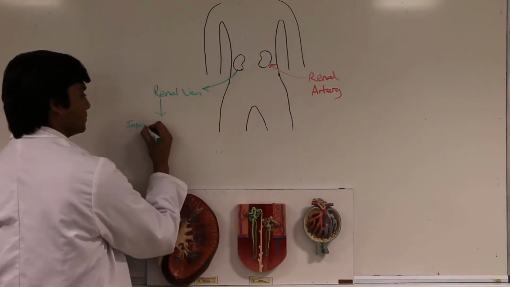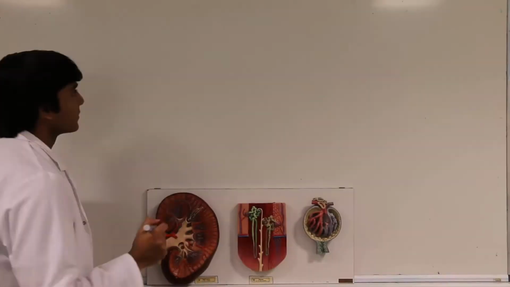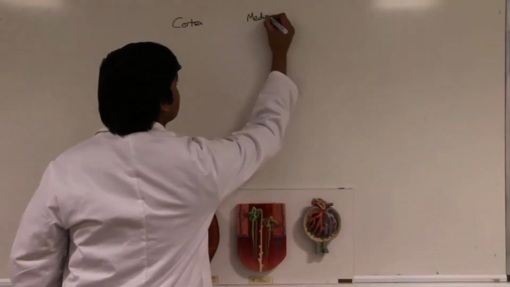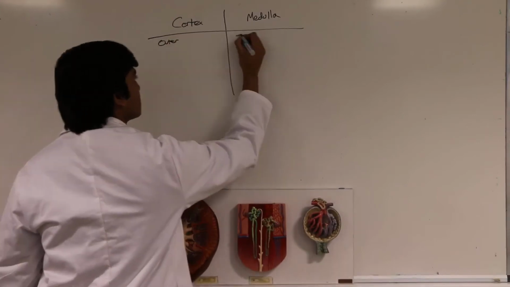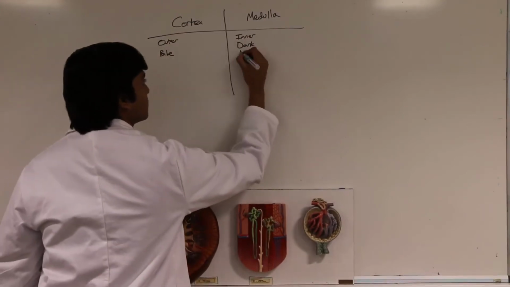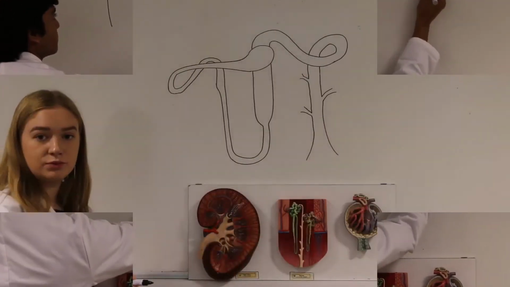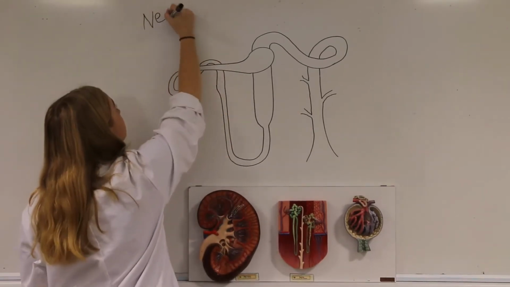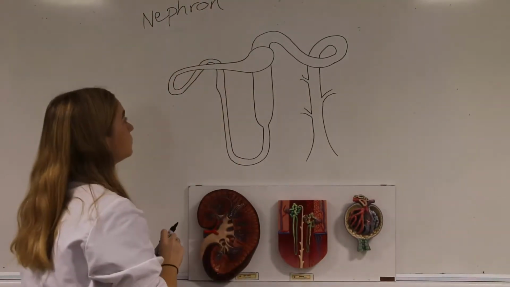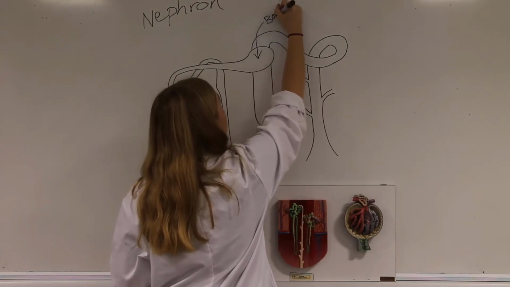Internally, the kidneys have a unique structure which can be divided into 2 main areas, the outer cortex and the inner medulla. These are easy to identify as the cortex is pale and the medulla is much darker due to its rich blood supply. The nephron is the functional unit of the kidney. There are about 1 to 1.5 million of them per kidney.